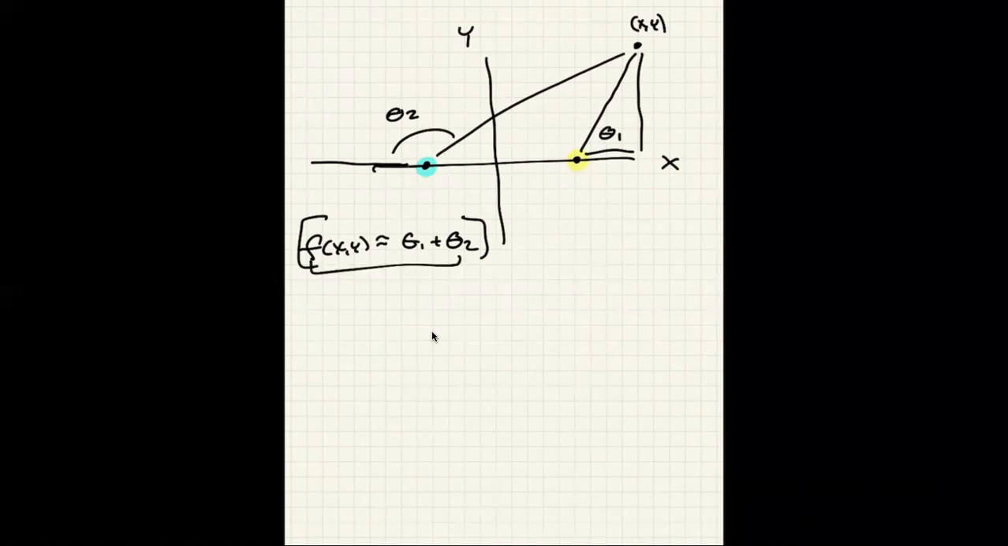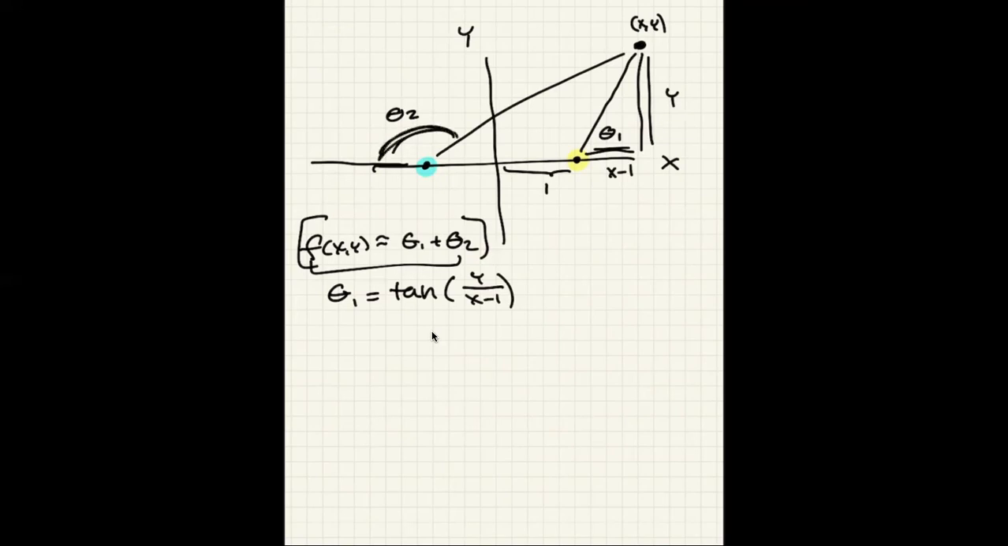So if you just start plugging stuff in, if this point is x, this length is 1, then this triangle has height rise over run y over x minus 1. And so theta 1 looks like the tangent of y over x minus 1. Then I wanted to know a formula for theta 2, which was this angle here.